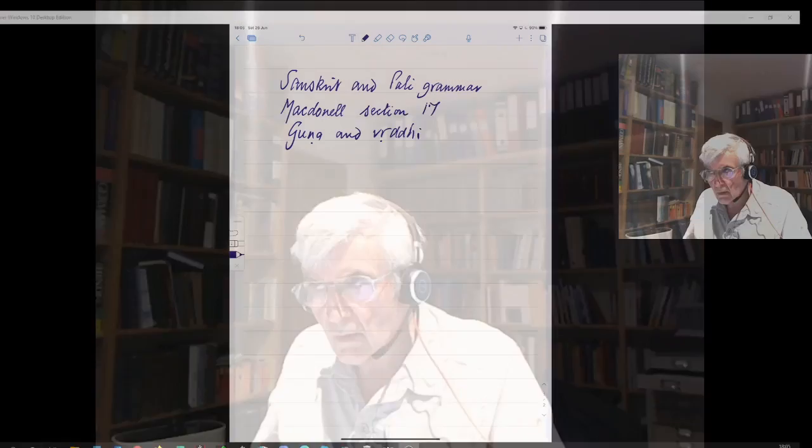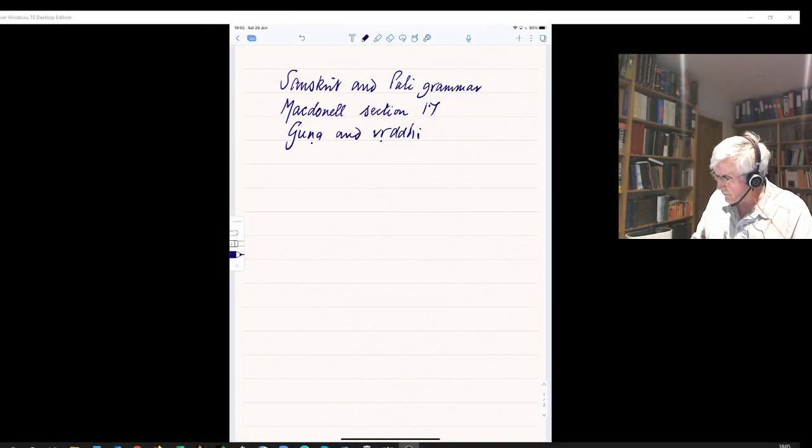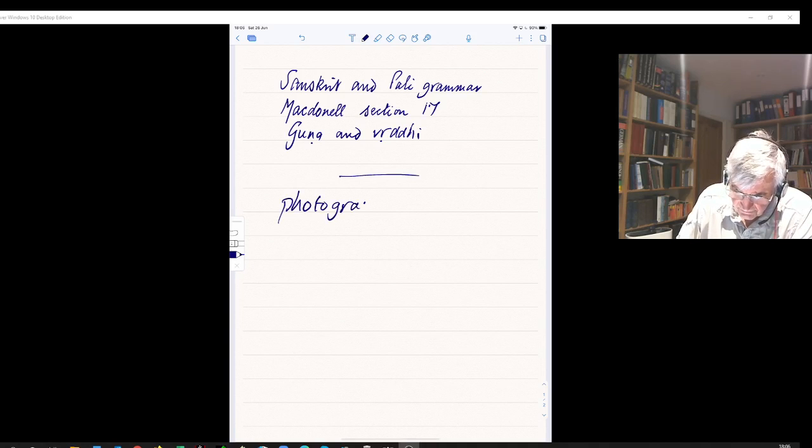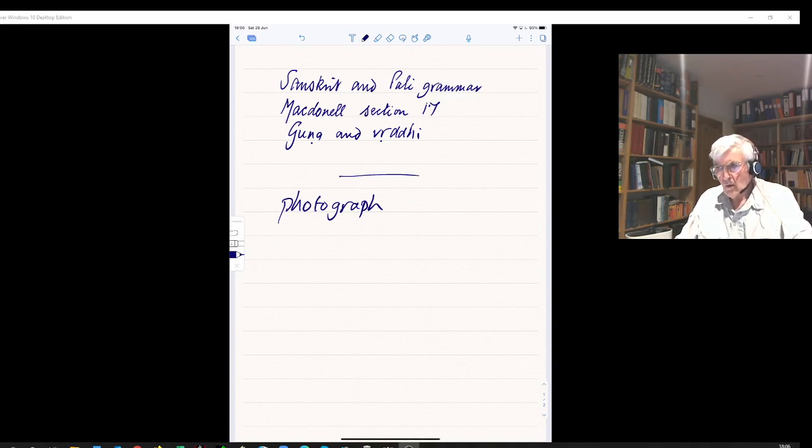So let me share my iPad screen with you. Here we go. Let's go into English now before we go into the Sanskrit and Pali. Take, for example, the word photograph. Notice the pronunciation of the first O. It's long, it's the English O diphthong sound.